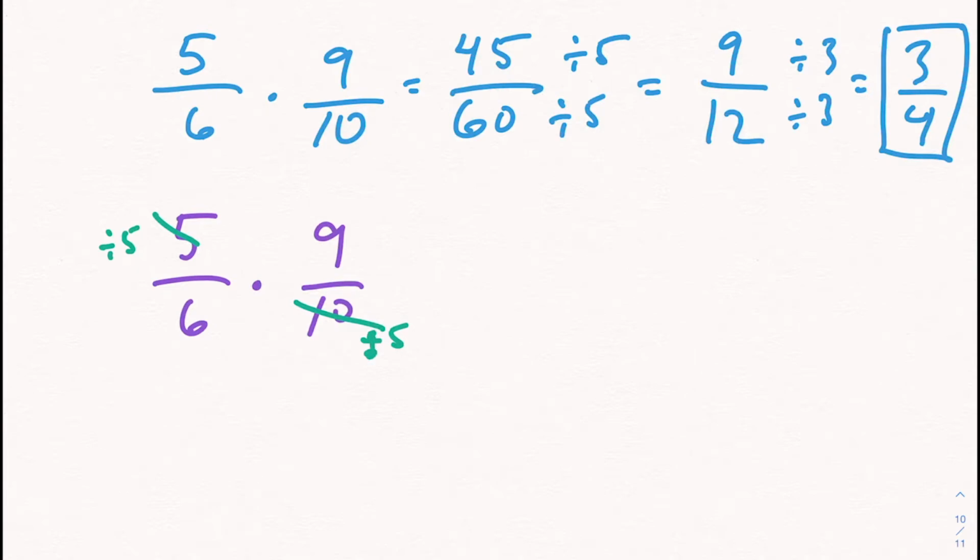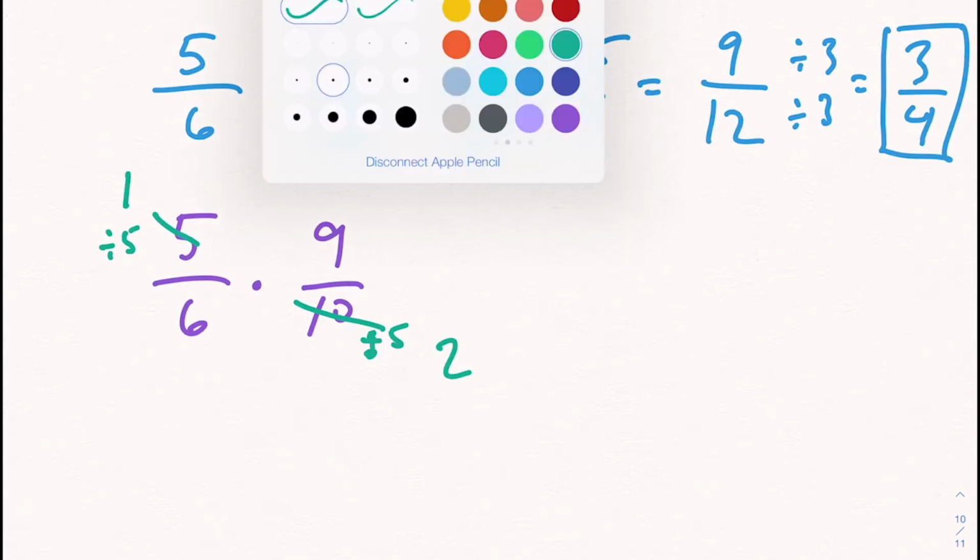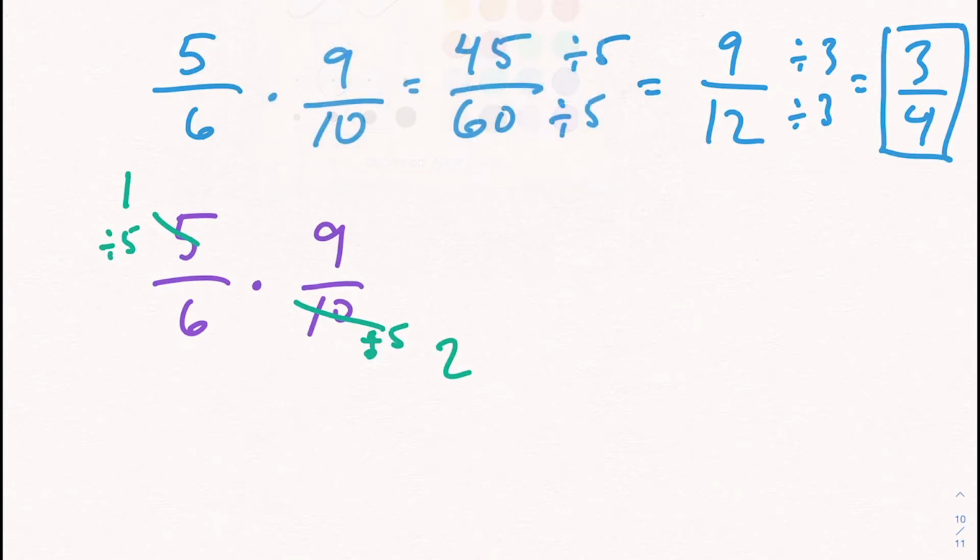Right? So 5 divided by 5 is just 1. 10 divided by 5 is just 2. And I can do the same thing with 6 and 9. Here and here, they're divisible by 3. So I divide by 3. I can divide this by 3. This is 2, and this is 3.